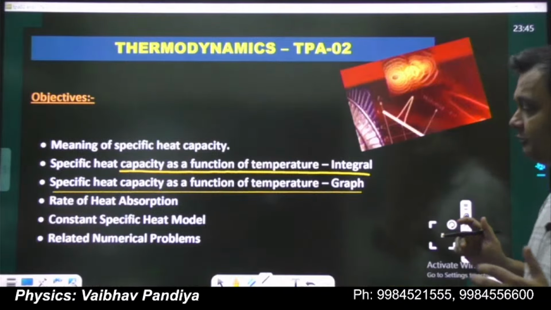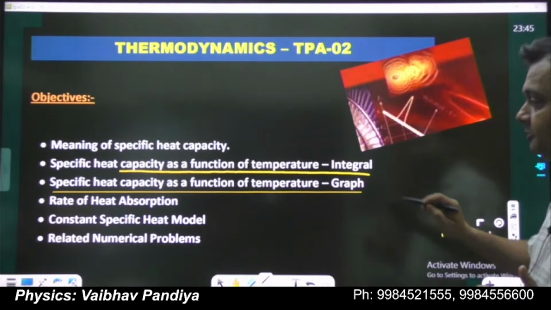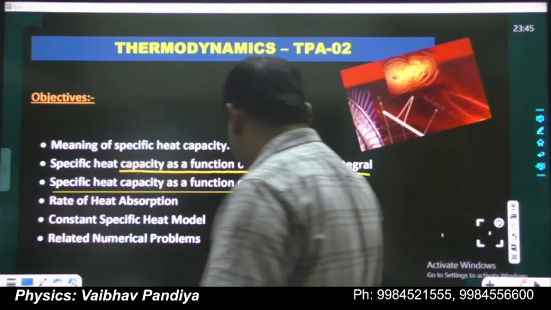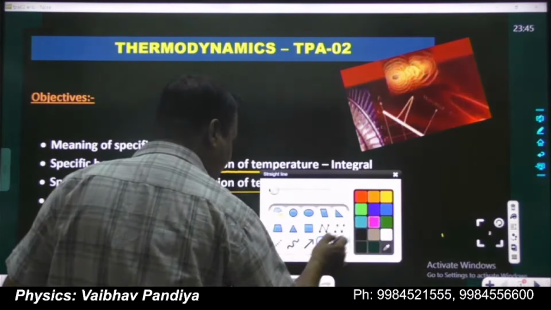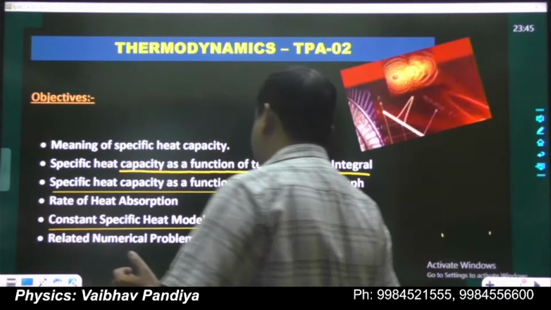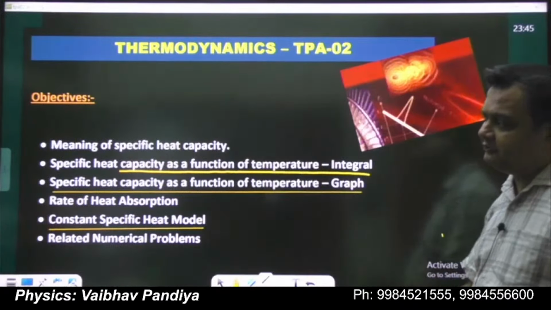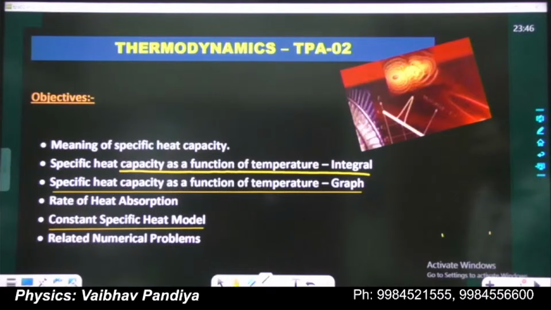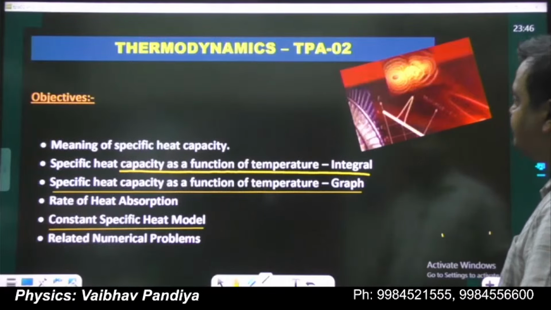Then we'll see how we find the rate of absorption of heat, and then we'll come to the traditional model where you find most of the usual problems, a constant heat capacity model. Alongside each topic, we will be exploring the related numerical problems. So this is the roadmap, or you can say the objectives, of the present lecture TPA02.